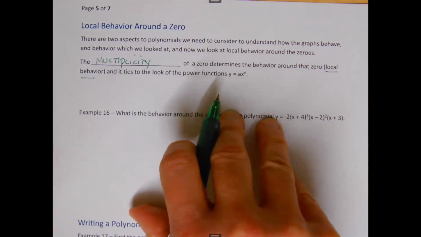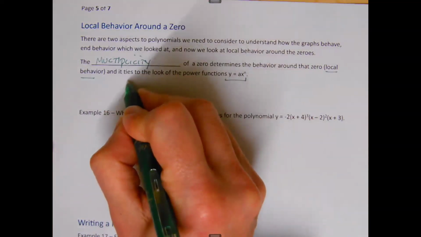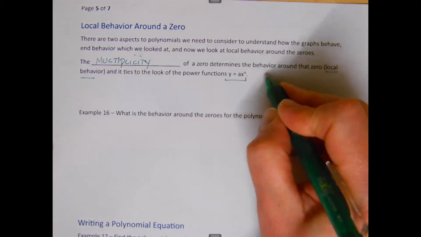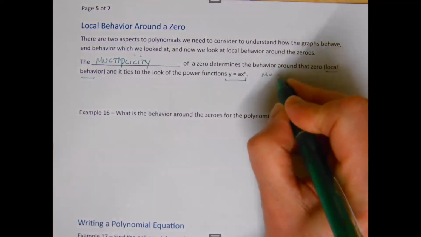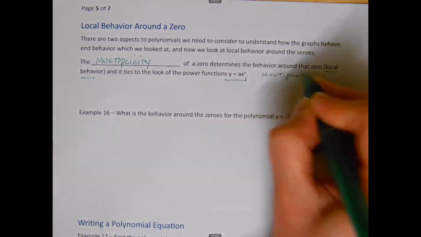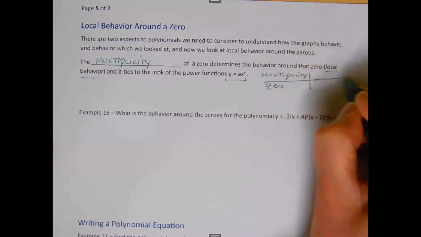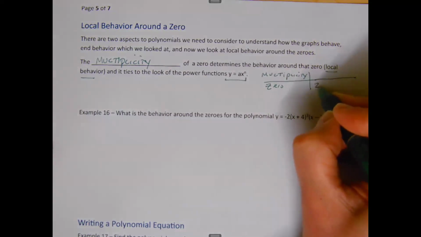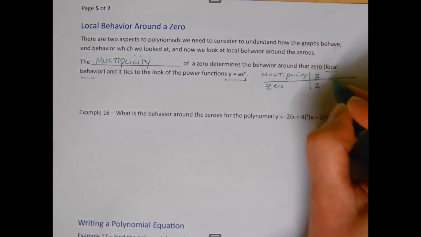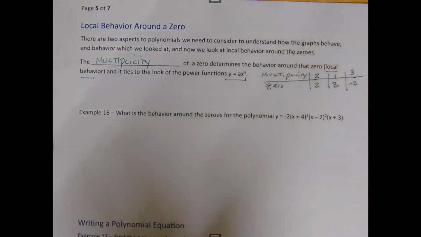And it ties to the look of the power function y equals x to the n. So what does that mean? Suppose we have the following zeros and multiplicities. We have a zero of 2, multiplicity 2. We have a zero of 3, multiplicity 1. And a zero of -2, multiplicity 3.